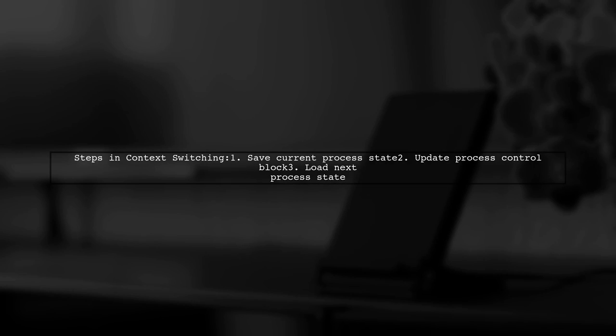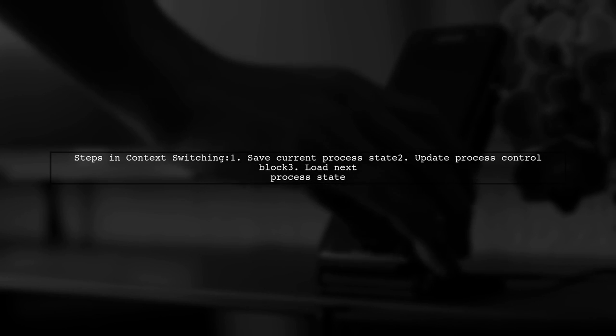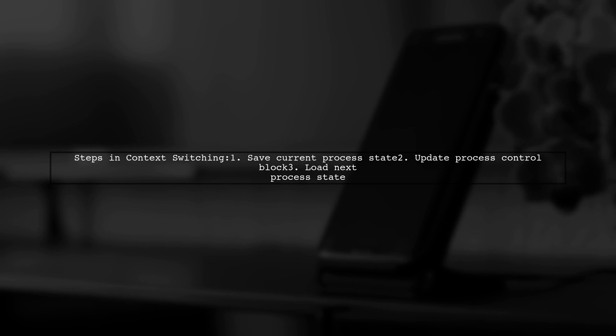Now, let's discuss why context switching is considered expensive. The term expensive primarily refers to the time and resources consumed during this process. When a context switch occurs, the operating system must save the state of the currently running process and load the state of the next process. This involves several steps, including updating registers and memory management.